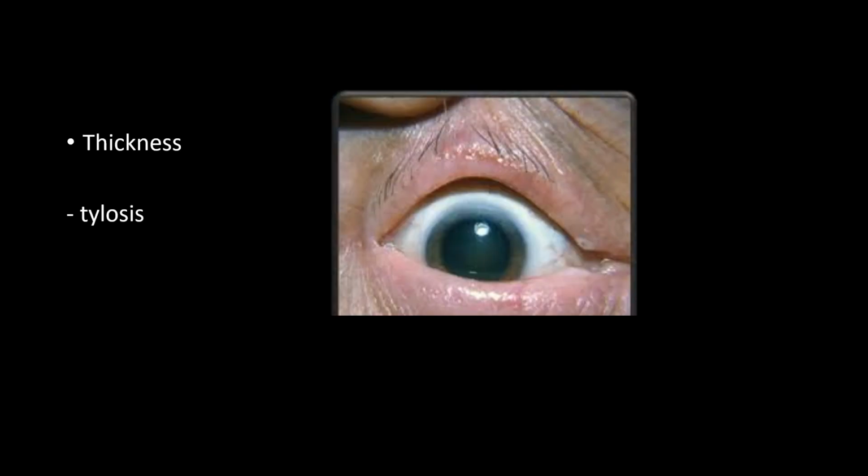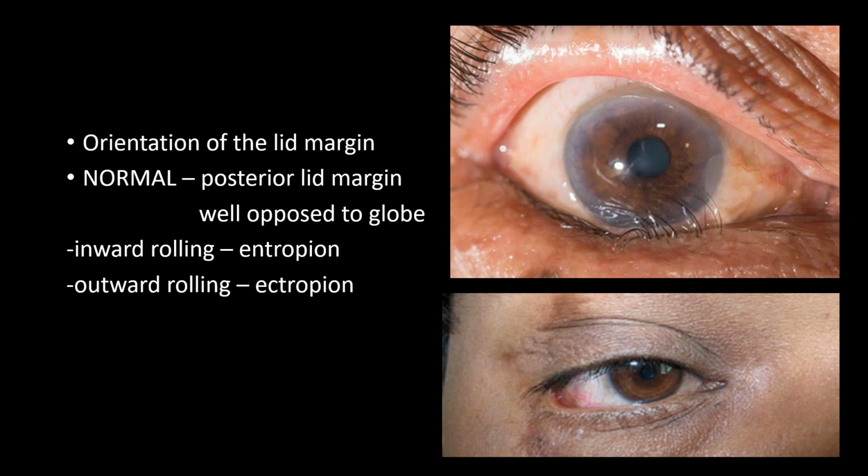Then looking at the posterior lid margin, it is supposed to be very sharp, because it is the main one involved in distributing the tear film properly when there's blinking action. And this has to be approximated to the globe. Now you have to look for the lid margin thickness. If it is very, very thick, it's called tylosis. And you have to look for the orientation of the lid margin. The posterior lid margin, as I already said, has to be well approximated to the globe.